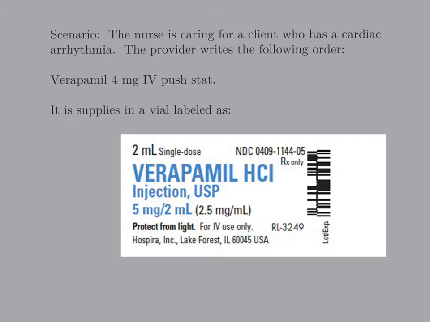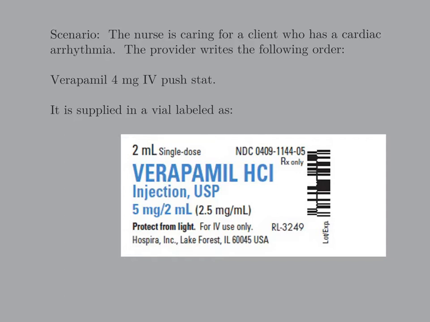Okay, let's try that again. So now we have a different scenario. Now the nurse is caring for a client who has a cardiac arrhythmia, and the provider writes an order. Verapamil, which is a calcium channel blocker, you don't need to know that just yet, but you'll find it again. 4 milligrams IV push stat. It's supplied, I typed that in wrong, sorry, I'll fix that for you.